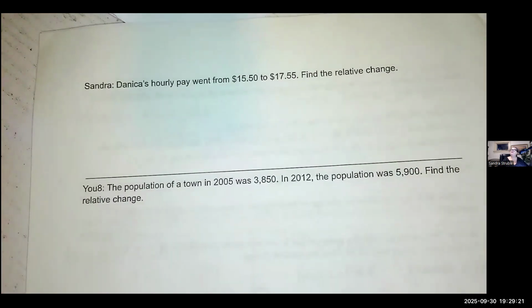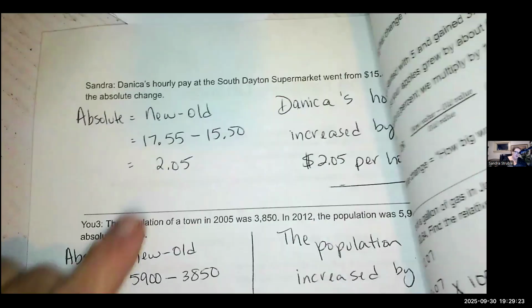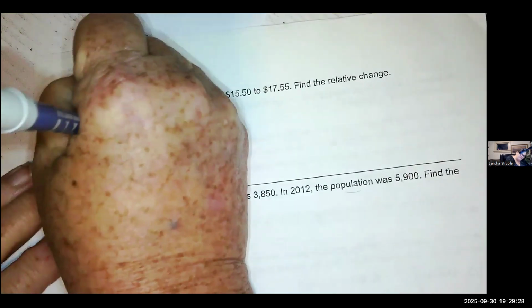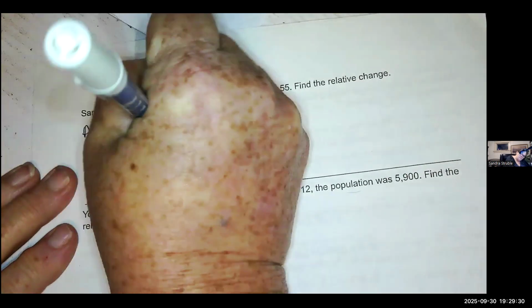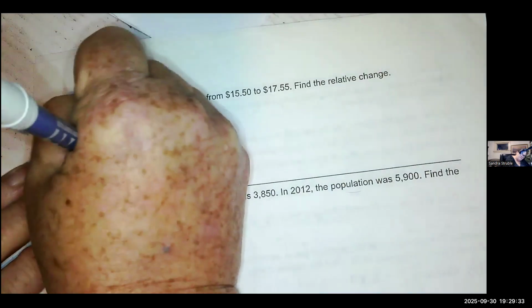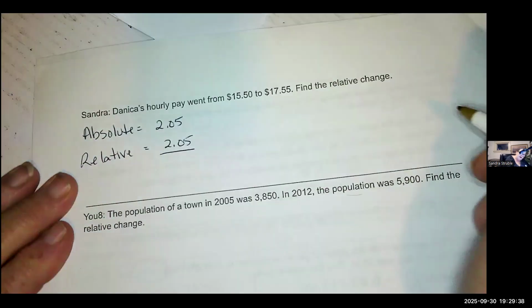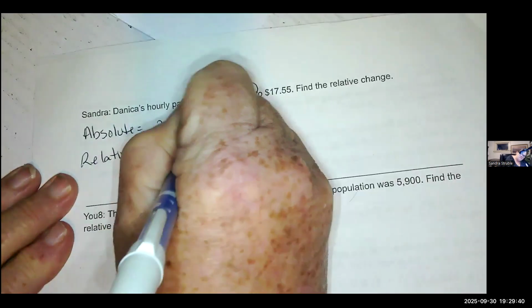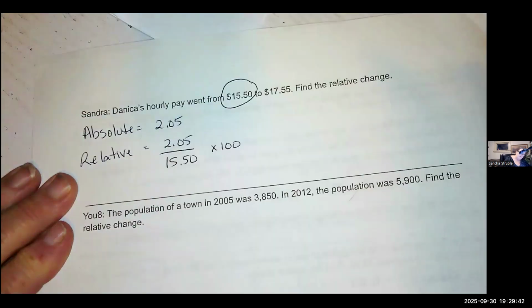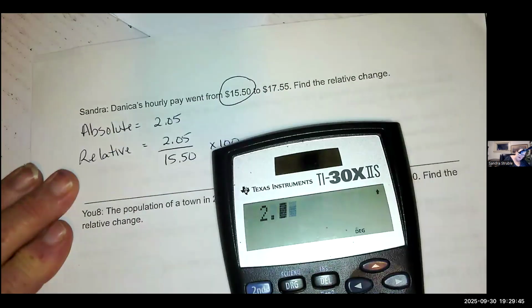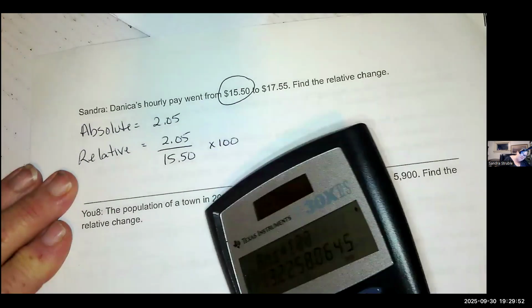Now we're at Danica's hourly pay, went from $15.50 to $17.55. Find the relative change. Her absolute change was $2.05. So her relative change is $2.05 divided by the old value of $15.50. And then you're going to multiply that times 100. 2.05 divided by 15.5 equals times 100 equals. And I got 13.2.